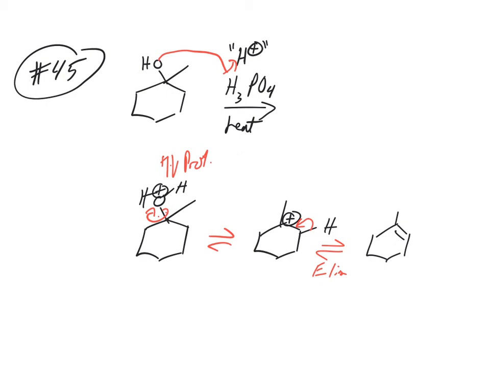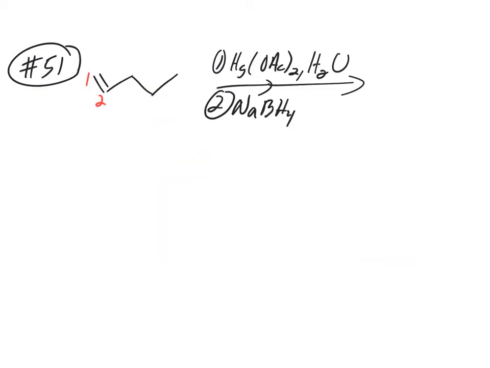In E2, we're worried about things being antiperiplanar, so we can't always go with the Zaitsev product, the more substituted alkene. So in E1, though, in this case, we can get the more substituted one. And that's the one we end up with.